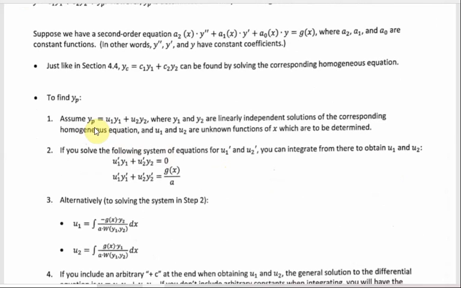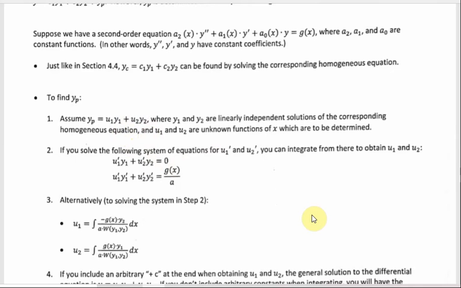So here's that. To find y sub p, if I scroll down a little bit here, look at this assumption that y sub p is u1 y1 plus u2 y2. If you look at that and think, that kind of looks like the first step when we did reduction of order, yeah, it does. And that's sort of the point. It is pretty similar to that, except that now we already know what two of the solutions are, and we're trying to get a third one, essentially.